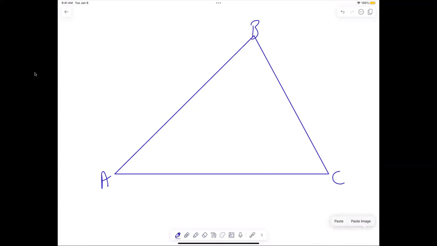So the perpendicular bisector went through the midpoint. But it was also a line that was perpendicular. So what I'm going to do now is I'm going to put a midpoint in here. So I'm going to look at BC and I'm going to say, okay, BC right there. No, that's not very good.